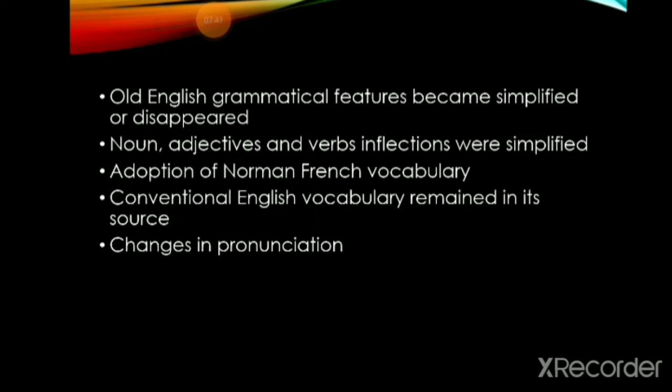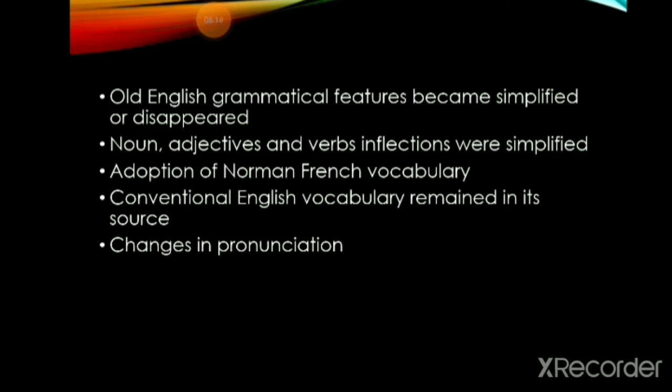During the Middle English period, many Old English grammatical features became simplified or disappeared altogether. Noun, adjective, and verb inflections were simplified by the reduction and eventual elimination of most grammatical case distinctions. Middle English also saw considerable adoption of Norman French vocabulary, especially in the areas of politics, law, the arts, and religion, as well as poetic and emotive diction.